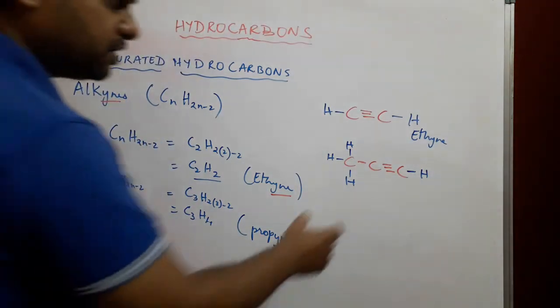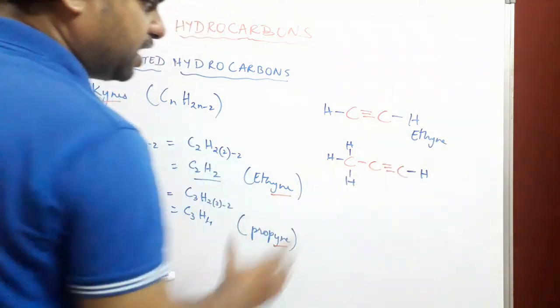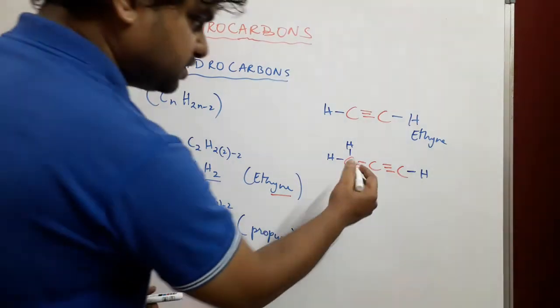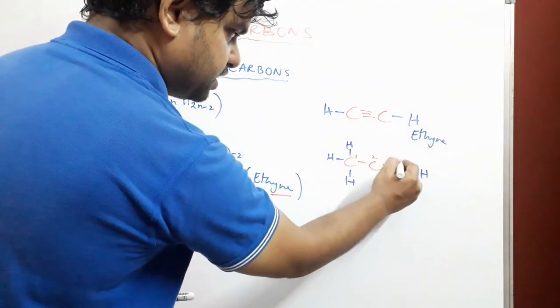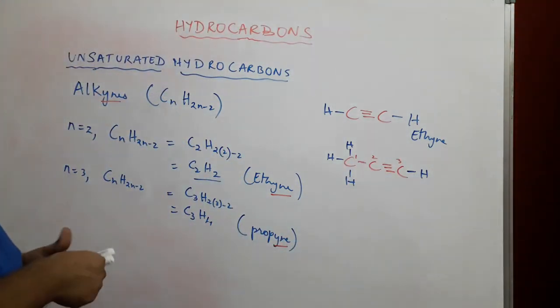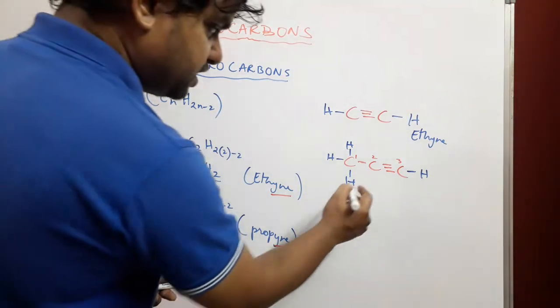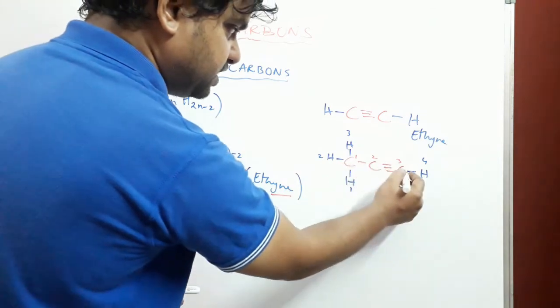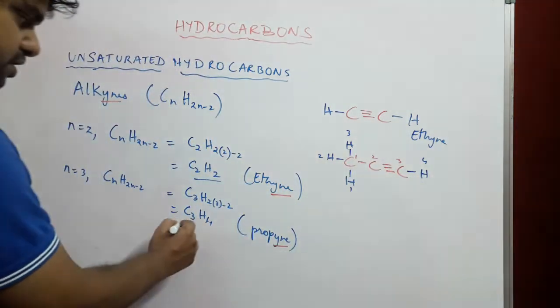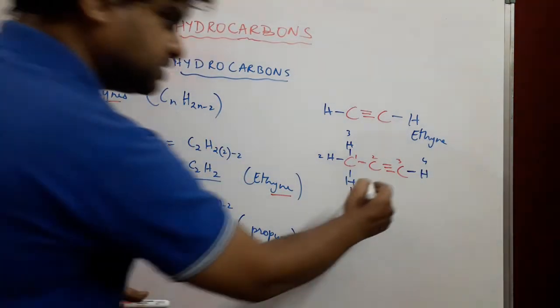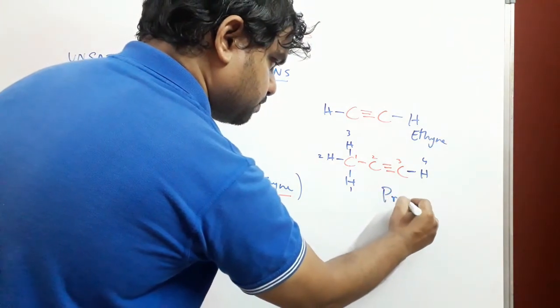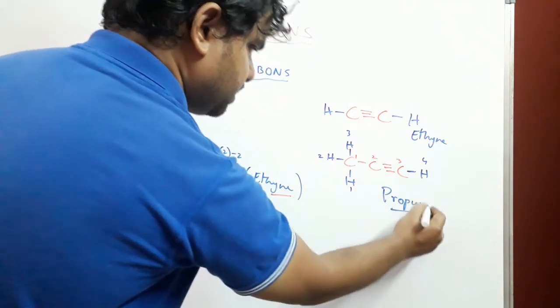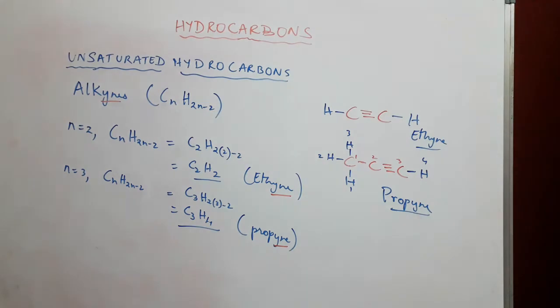And now we'll count the number of carbon atoms and the number of hydrogen atoms. How many carbon atoms are there? 1, 2 and 3. And how many hydrogen atoms are there? 1, 2, 3 and 4. So we have C3H4 like this, and this is your propyne.